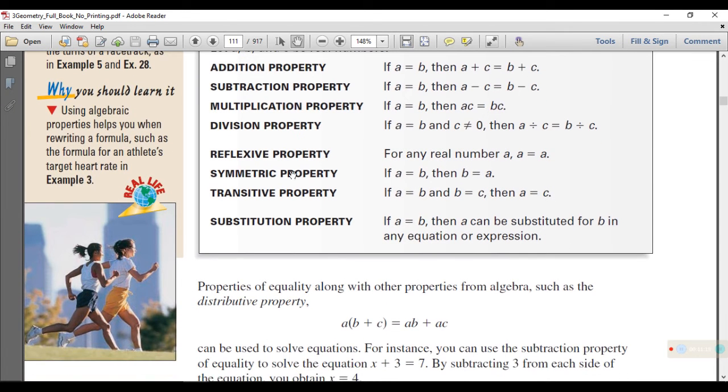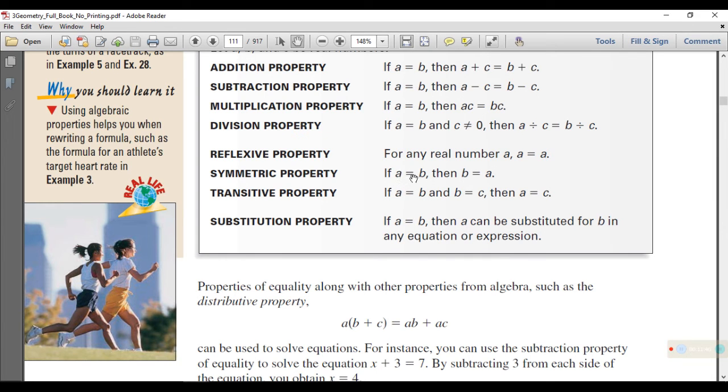Okay? Now, ano naman yung reflexive property of equality? So, dito, simple lang. Para lang siyang mirror, nagre-reflect. Kung ano yung nasa left-hand side, yun din ang value sa right-hand side. Symmetric property, madalas din natin itong ginagamit, when we are interchanging the sides of the equation.